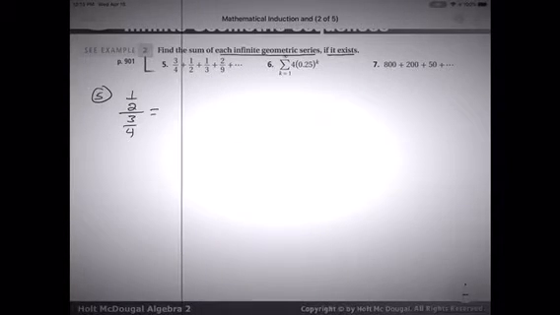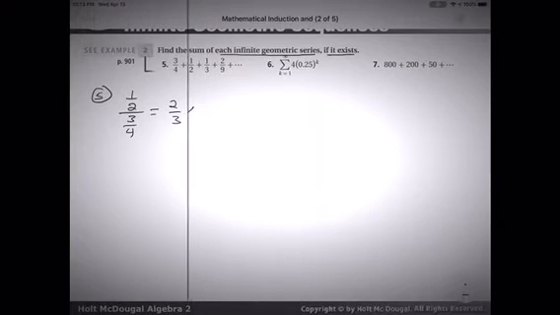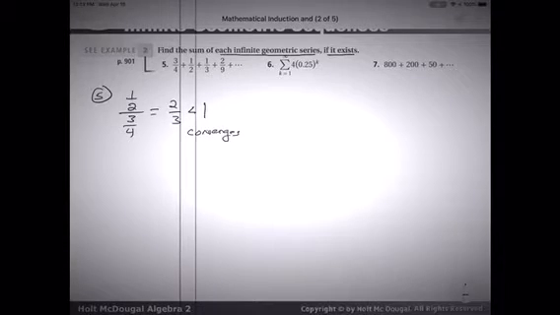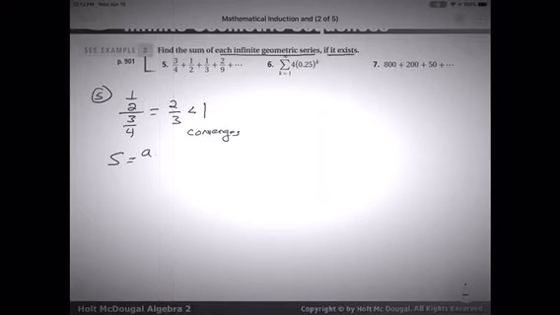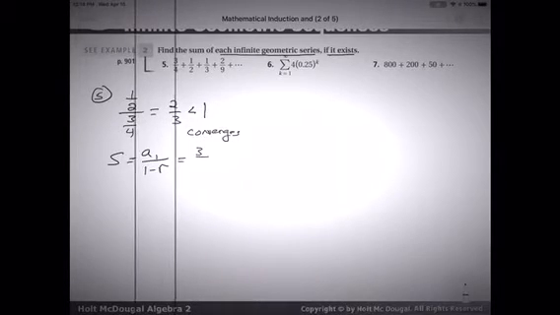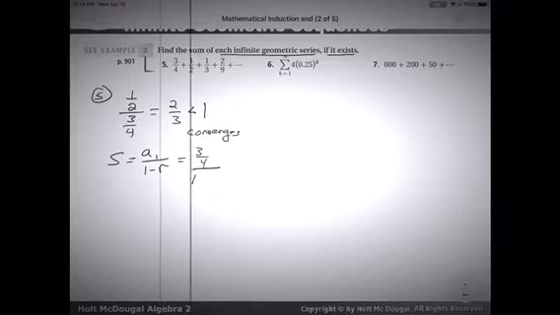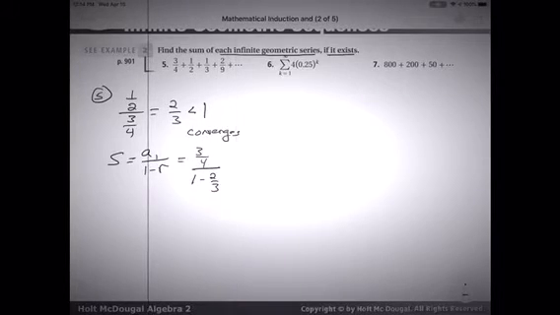So number 5, we are taking our second term, 1/2, dividing it by 3/4. That comes out to be 2/3. Since that is less than 1, we know it converges. It will have a sum. Now we'll use our formula. Our formula is pretty simple. The sum is equal to a sub 1 divided by 1 minus r. So our first term being 3/4, we're going to divide that by 1 minus 2/3, which is going to be 1/3. So that'll be 3/4 divided by 1/3, which is the same thing as 3/4 times 3.